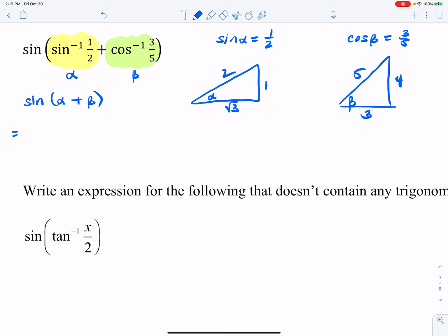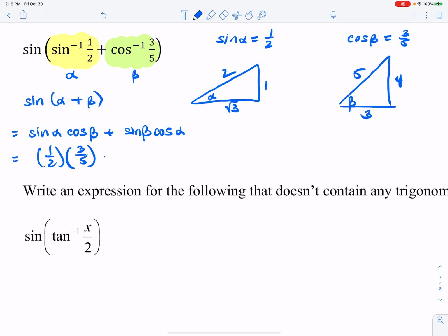Now, we have all that set up again. Remember what this all means. Well, this means that sine of alpha plus beta, using the identity, is sine alpha cosine beta plus sine beta cosine alpha. Look at that. So we have values for all of these. We were given some of them. Sine of alpha is 1/2, and cosine beta is 3/5. Sine of beta, well, looking at the beta triangle, sine of beta looks like it's 4/5. And cosine of alpha looks like it's √3/2.